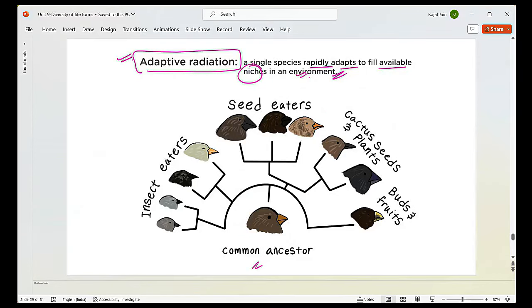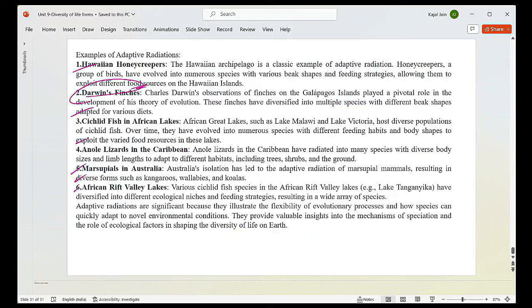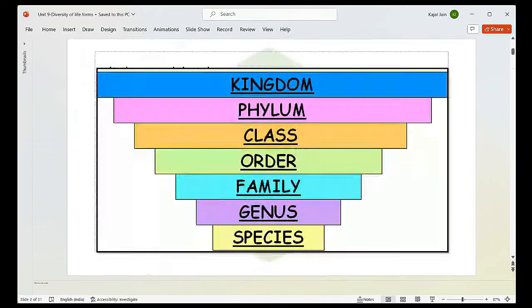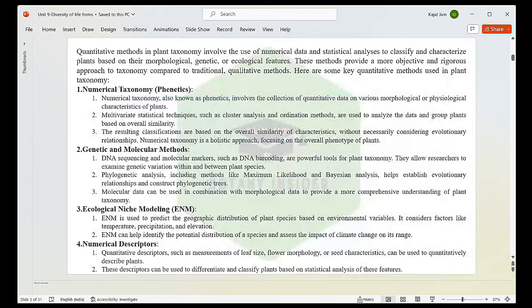Right? So these are the things you have to keep in mind. In addition, there was one more thing in the initial part. See over here, there are a few key quantitative methods that are used in plant taxonomy. One is numerical taxonomy, that is phenetics, which is the collection of quantitative data for the morphological and physiological characteristics that the plant is showcasing.